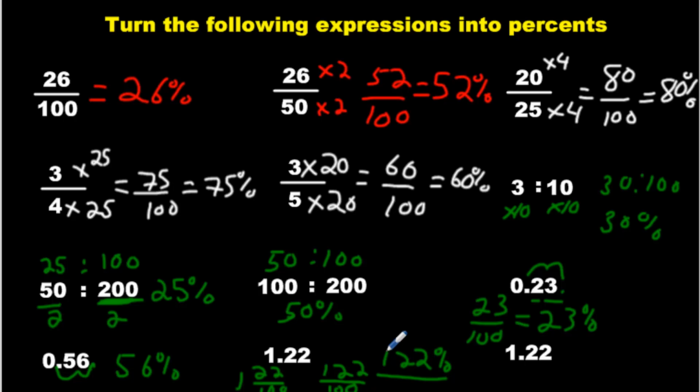That's right, 122%. And I have the exact same one over here, but the shortcut is just bump the decimal forward twice. You get 1.22. That's just 122%.